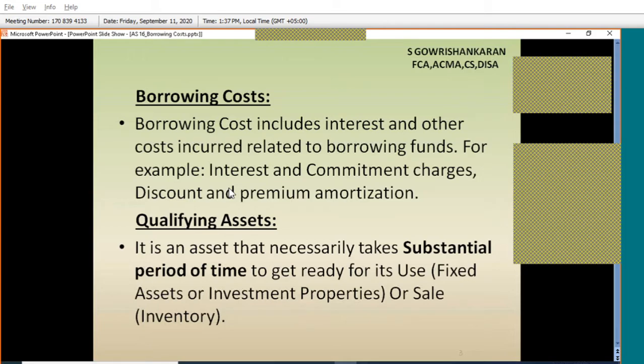Fixed assets, inventory, fixed assets for investment purpose, investment property, or sale of inventory. Okay.